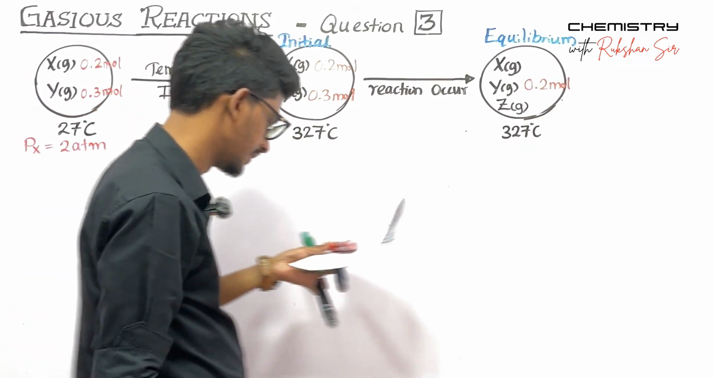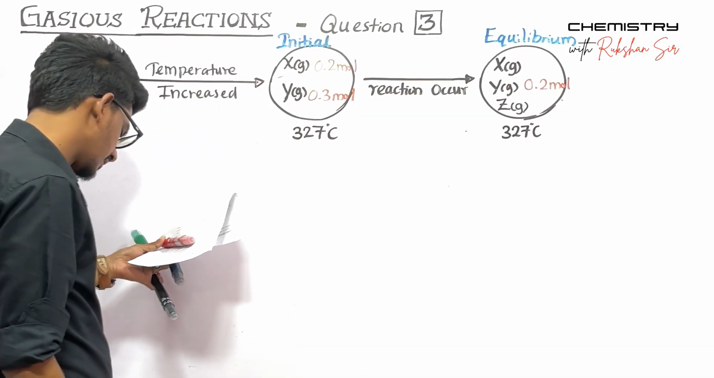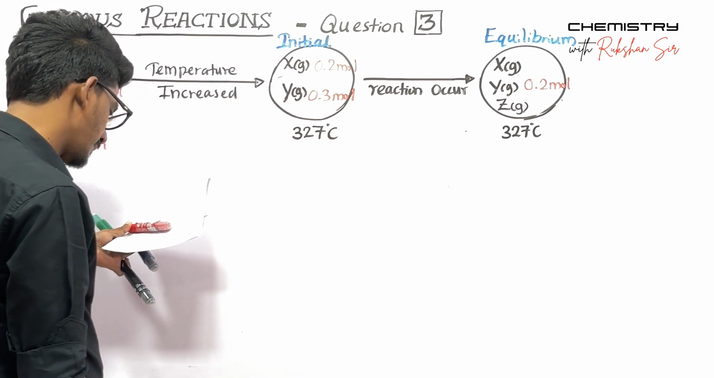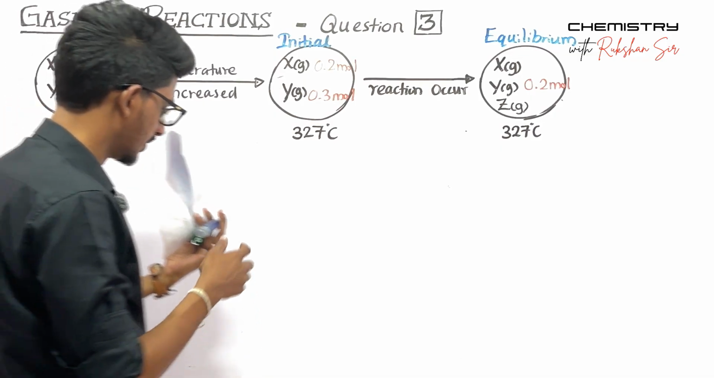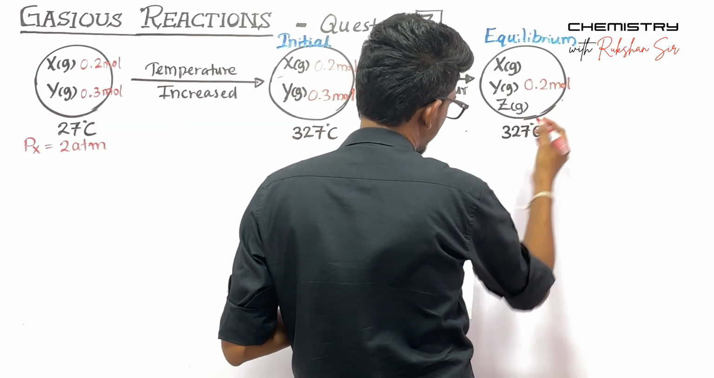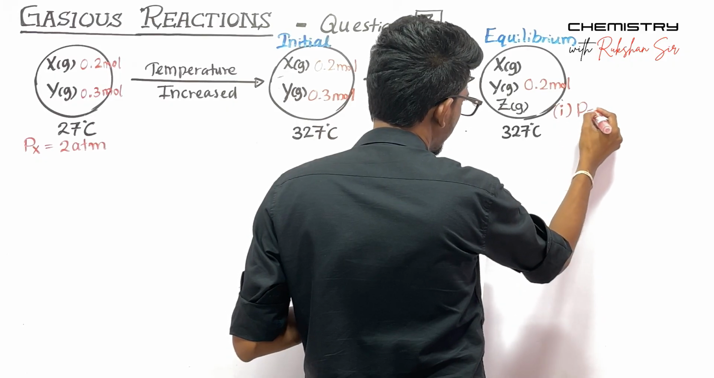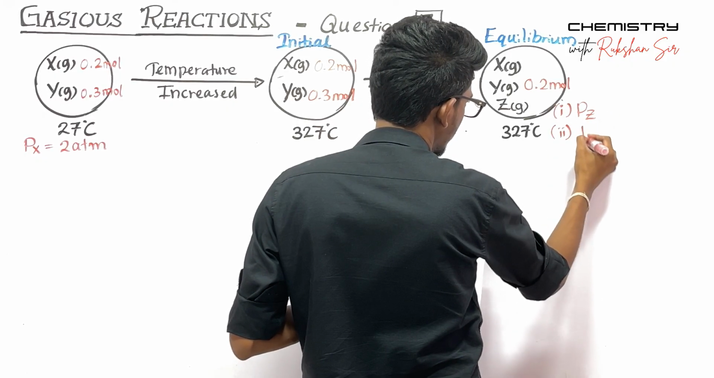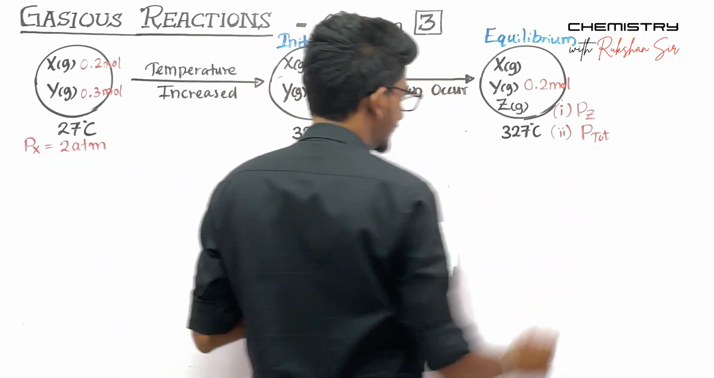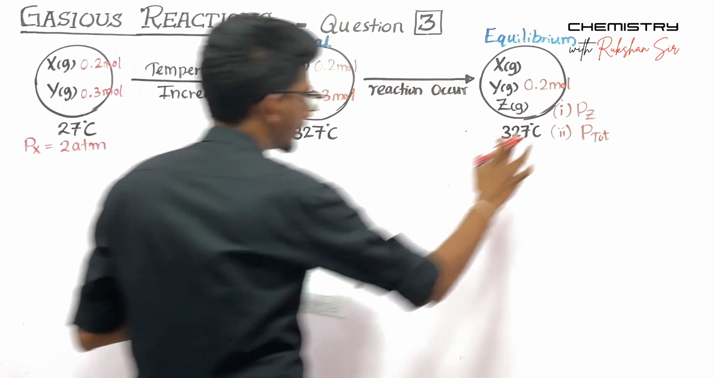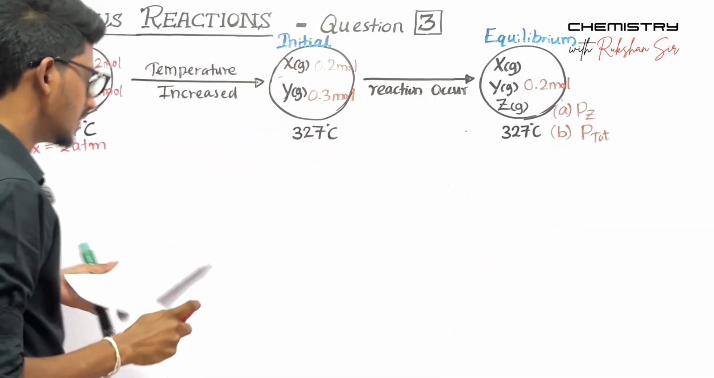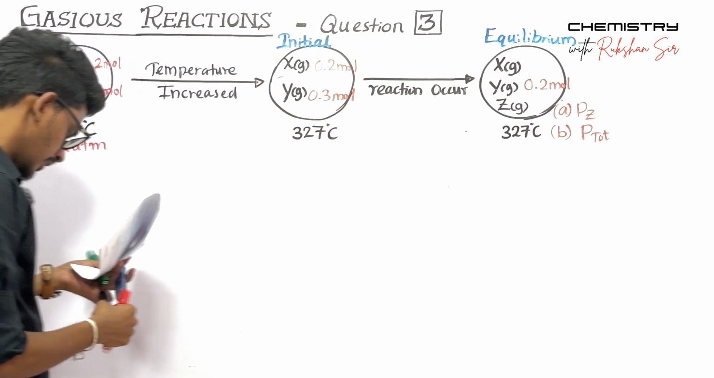So these are the data they have provided. What they are asking is to find the following after the reaction: the partial pressure of Z gas, PZ, and the total pressure of the system. These are the two things they are asking, so we put them as A and B. Partial pressure of Z gas and total pressure of the system.